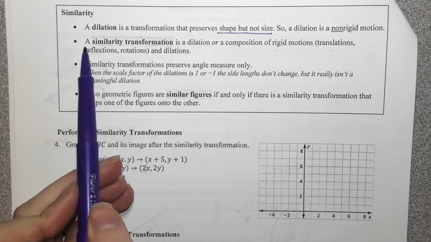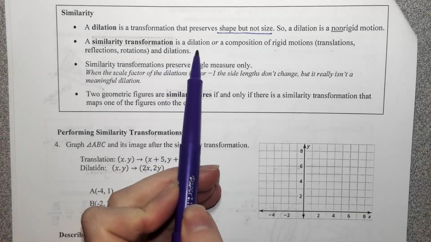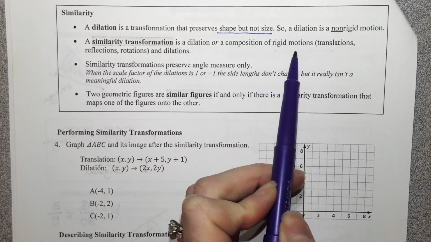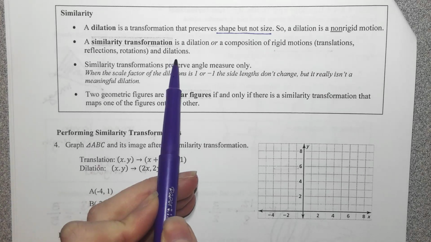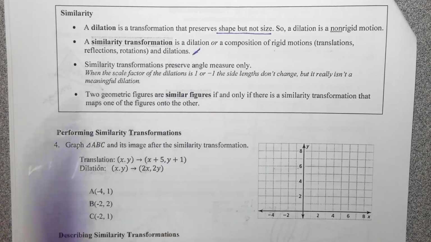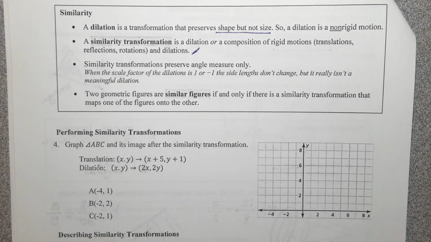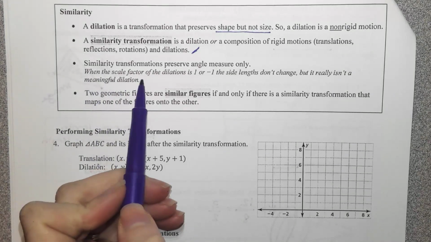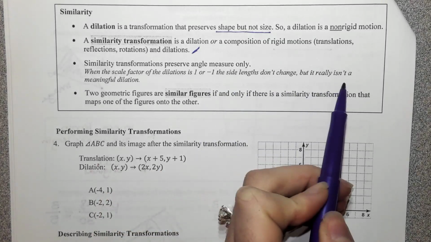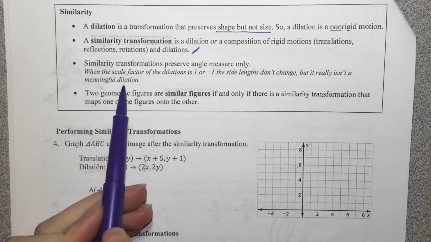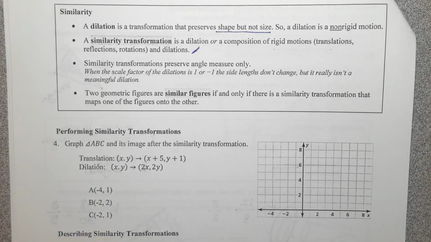Okay. So, a similarity transformation is a dilation or a composition of rigid motions, translations, reflections, and rotations, with a dilation. So if you ever use a dilation in it, it is no longer a rigid motion. Similarity transformations preserve angle measures only. When the scale factor of a dilation is 1 or negative 1, the side lengths don't change, and it really isn't a meaningful dilation at all.